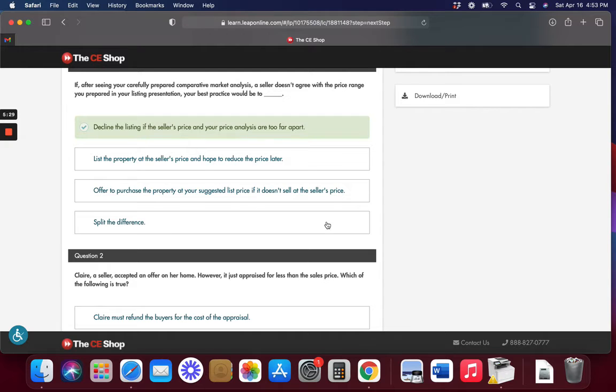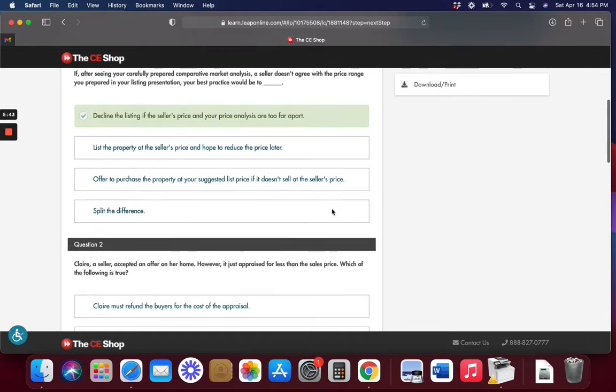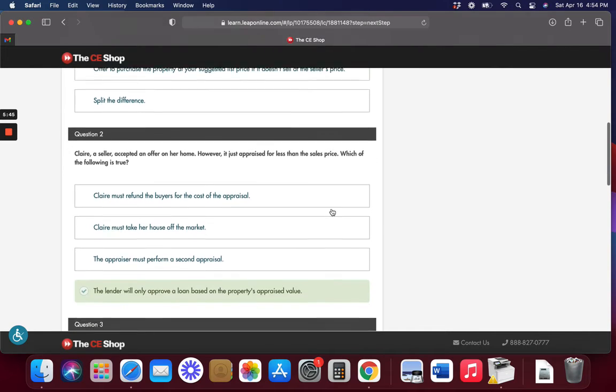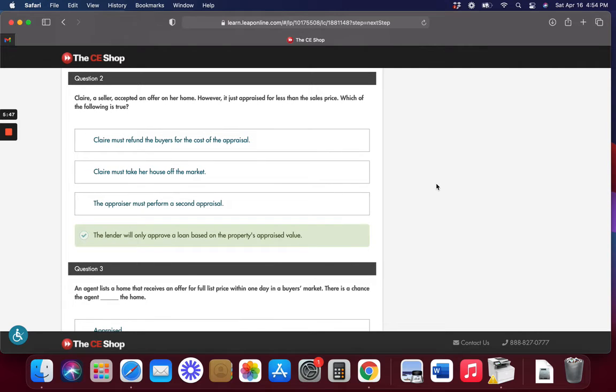Okay, if the seller doesn't agree with the price range, you decline the listing, okay? Don't be afraid to move on. I know it's going to hurt because you really want the listing, but you just got to let it go because you're going to be sorry in the long run if you don't, because it's going to sit there forever. They're going to get mad at you, and then they're going to talk bad about you to all their friends and family, saying, I got an idiot realtor who overpriced my house and it's not selling.